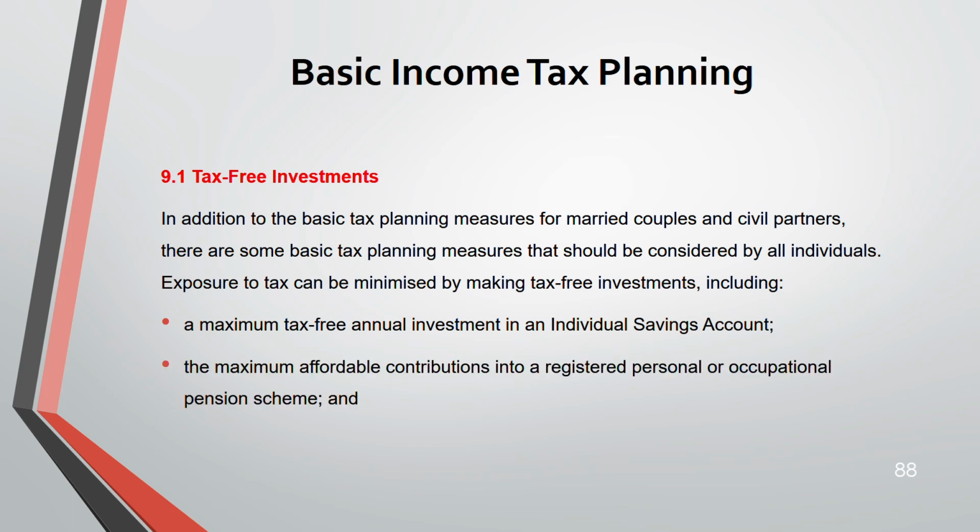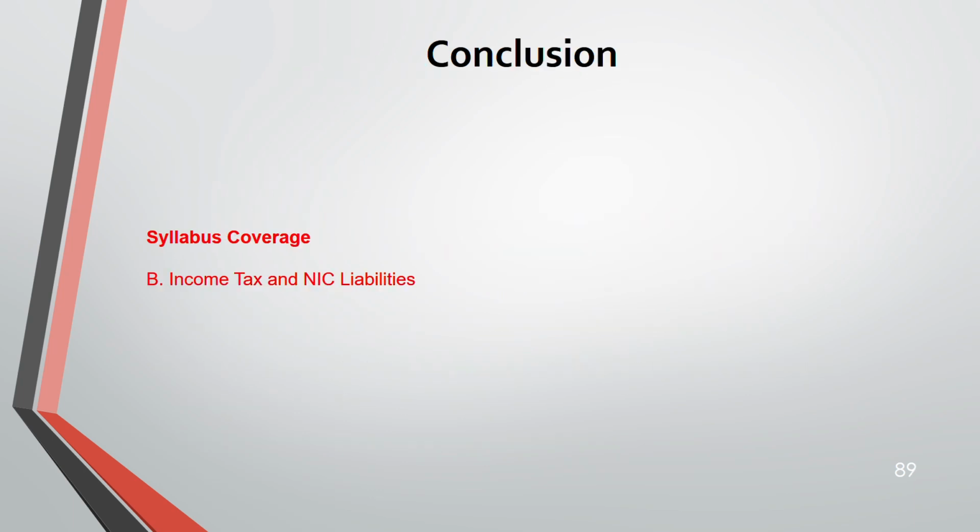Then if you are contributing into any registered personal or occupational pension scheme, there is a limit up to which your contributions are tax free. We have just covered pension in this lecture, and also we have covered charitable donations by payroll or gift aid. Again, it reduces tax. So that's it for this lecture. Now, which part of the syllabus did we cover in this lecture? This lecture we have touched section B of the syllabus, which is income tax and NIC.